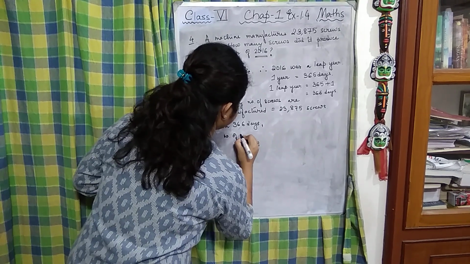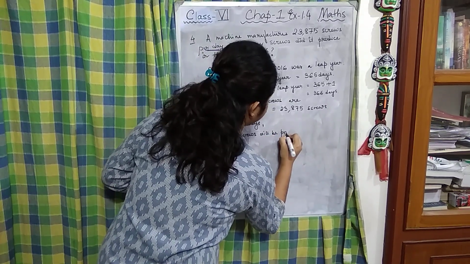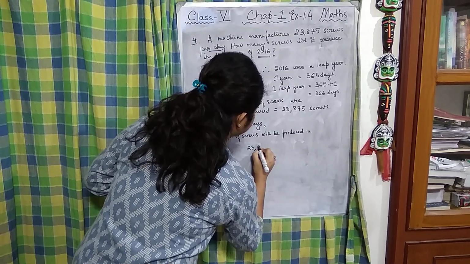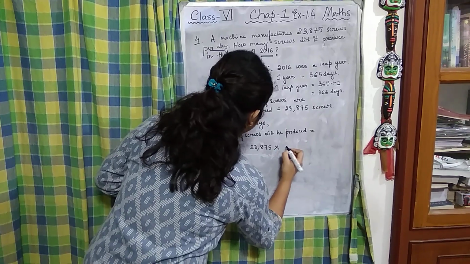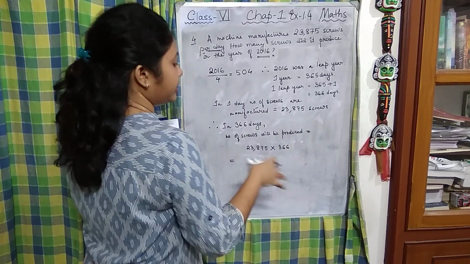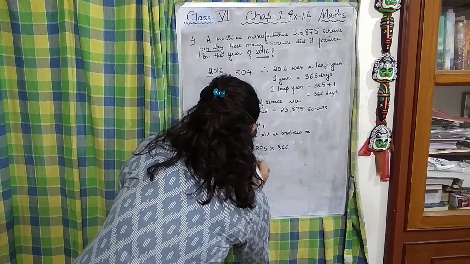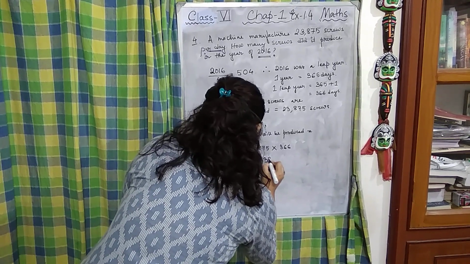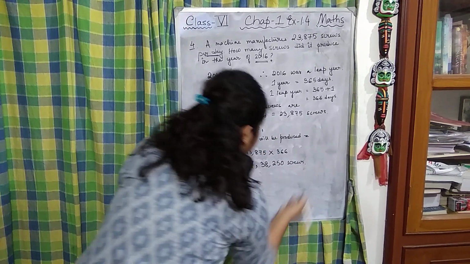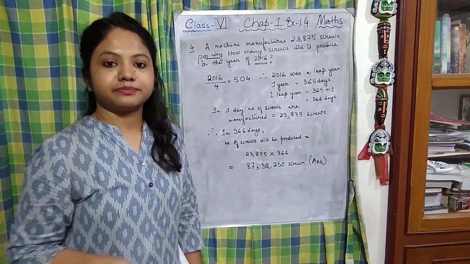Number of screws that will be produced is equal to 23,875 multiplied with 366 days. Okay. So you can do it in the column manner also. So you will get an answer of 87,38,250 screws. Okay. So this is the answer, but you have to write the answer separately.